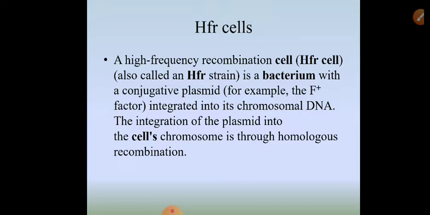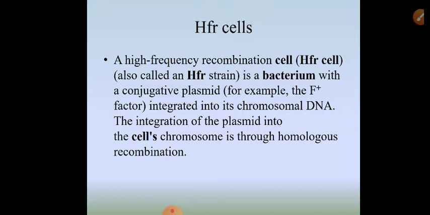What happens when an F plus cell crosses with an F minus cell? The F minus cell is converted into an F plus cell. But recombination does not take place, because when F plus crosses with F minus, the F factor, that is the plasmid, is transferred from donor to recipient. The recipient also becomes F plus, but the chromosomal DNA from F plus is not transferred to F minus. So the chances of recombination taking place are very low.